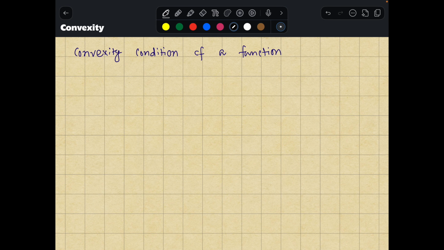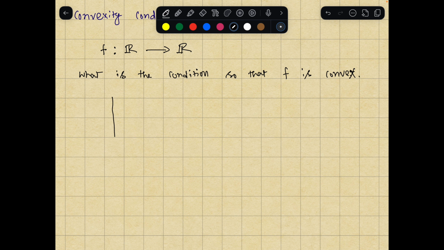Okay, so today's topic is the convexity of a function. Let's suppose that we have a function f that takes a real number and gives out a real number. Our question is, what is the condition so that f is convex? For example, a convex function could look like that.